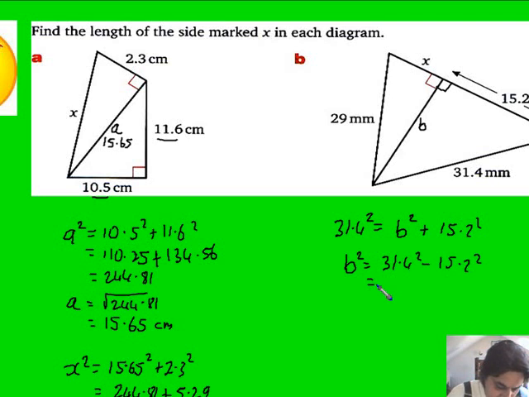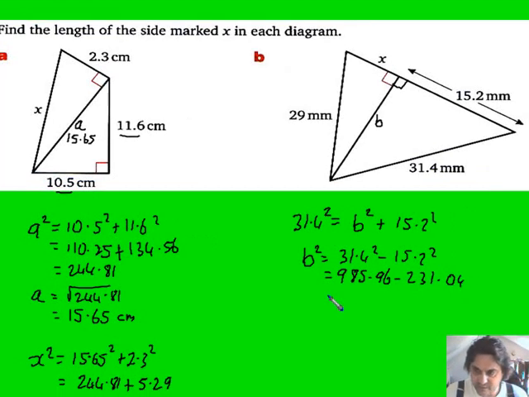31.4 squared equals 985.96. Let's take away the 15.2 squared. That's 231.04. Let's just do a subtraction now. 985.96 take away 231.04 equals, right, we've got 754.92.